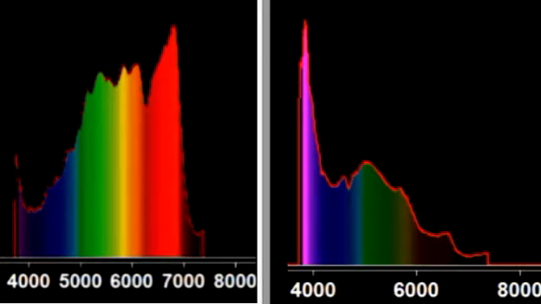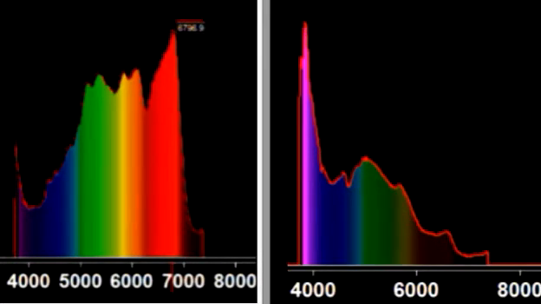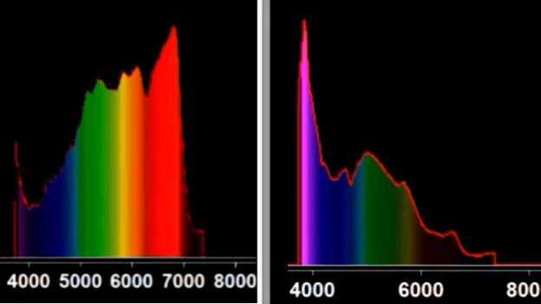I recorded the spectrum for these curves on March the 30th, and as I mentioned, I used a refractor telescope, a diffraction grating, and a color webcam.